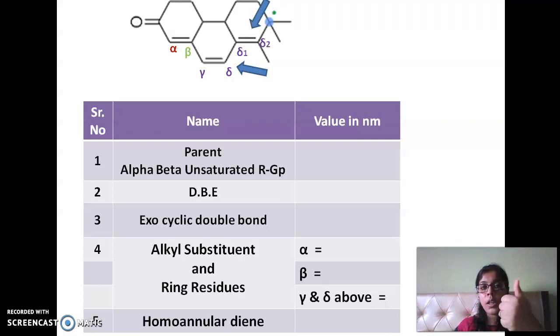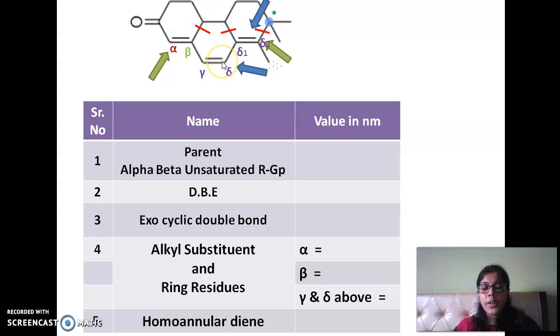A ring, none. For B ring, check all the sides. I have 2 exocyclic double bonds for B ring. For C ring, none. So this is for B ring, and this is also for B ring, exocyclic double bond. Now ring residues and alkyl substituents. At alpha, nothing. At beta, yes, I have one ring residue, so I would add plus 12. At gamma, I do not have. For delta 1, yes, I have 1, plus 18. And delta 2, I should not forget, plus 18 again. So 3 ring residues.